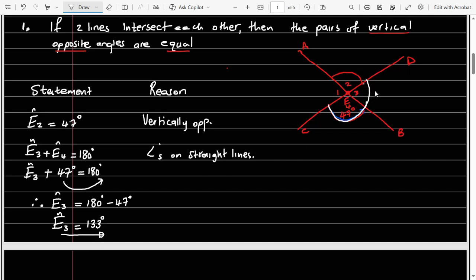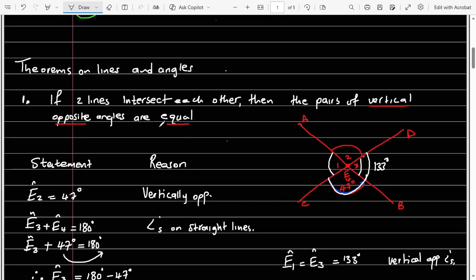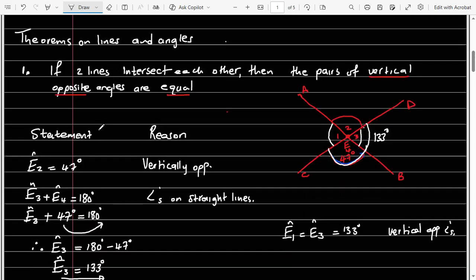Okay, so if angle E3 is 133 degrees, what is angle E1? These two angles are vertical opposite angles. Therefore, we can say that angle E1 is equal to angle E3, and the reason is vertical opposite angles are equal. So this is how you use the first theorem. This is the first theorem that you need to understand: if two lines intersect each other, then the pairs of vertical opposite angles are equal. Let's move to the next theorem.